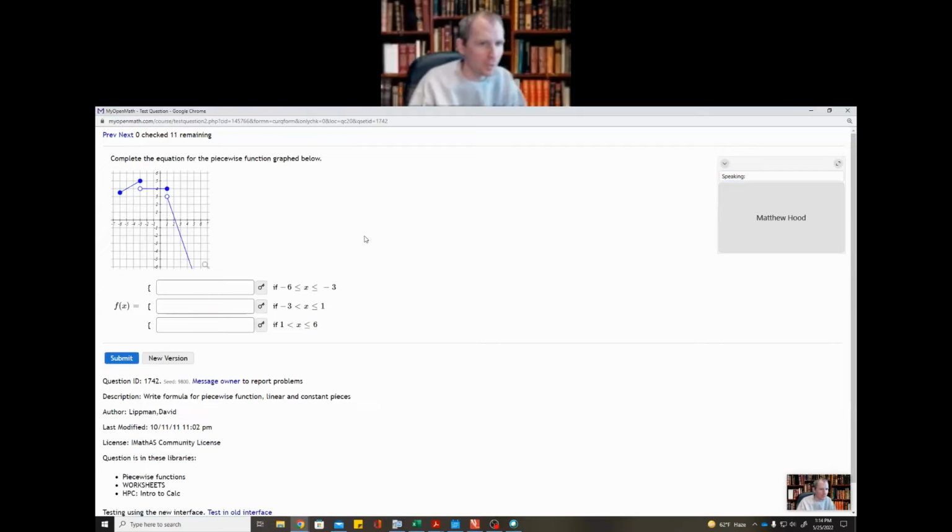Complete the equation for the piecewise function graphed below. So the key with a piecewise function is to remember what it's doing is breaking up the domain, and it just has different formulas on those different pieces of its domain. So when x is between -6 and -3, let me highlight that. This piece of the graph over here is on this piece of the domain.